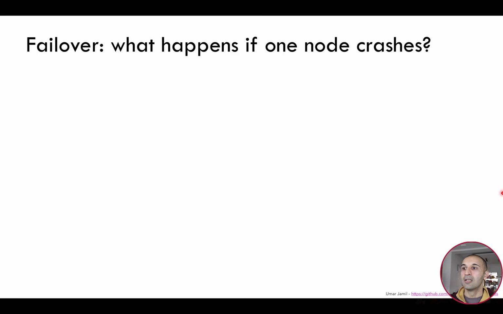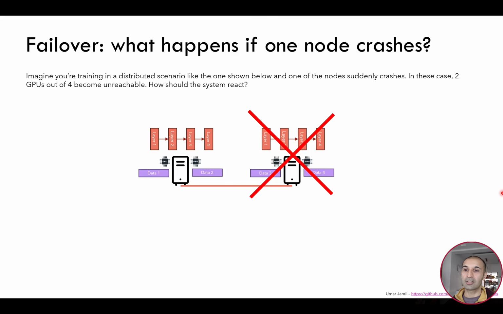Now, imagine you are training your model on multiple GPUs, and one node crashes. So imagine you are training in a distributed scenario like the one shown below, and suddenly one node has crashed. And in this case, 2 GPUs out of 4 become unavailable. How should the system react?